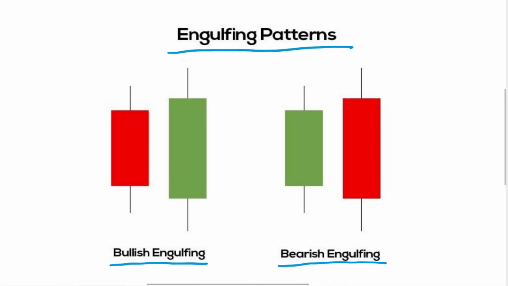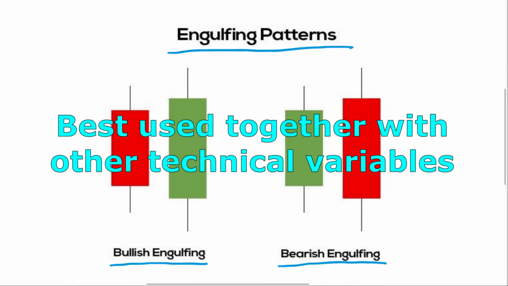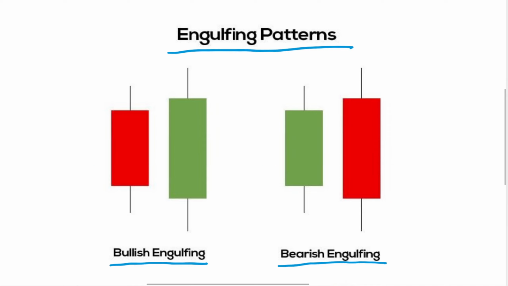One last thing that is worth mentioning here is that the engulfing pattern is always better to use together with other technical variables. For example, you can use the engulfing pattern together with support and resistance. We will show an example of that very soon, but you can also use it with other technical variables. For example, RSI divergence, MACD divergence. You might use things such as Bollinger Bands and so on and so on. But the main thing here is that the pattern is on its own a signal, but together with other signals, it can become more significant.